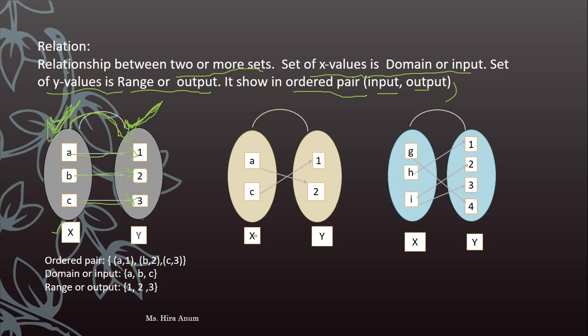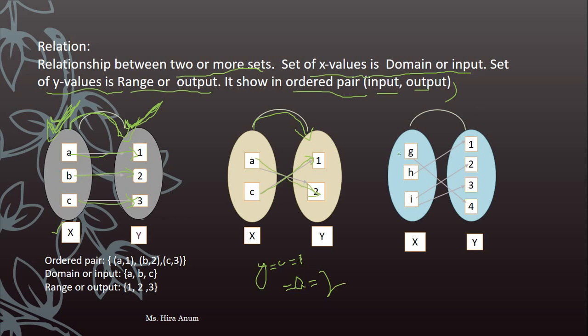Similarly, we have X values and Y values. This is the relation between X to Y. A has value 2, C has value 1. When we put C in the relation, it gives the value 1 because C approaches 1. When we put A in the relation, it gives the value 2 because A has value 2.